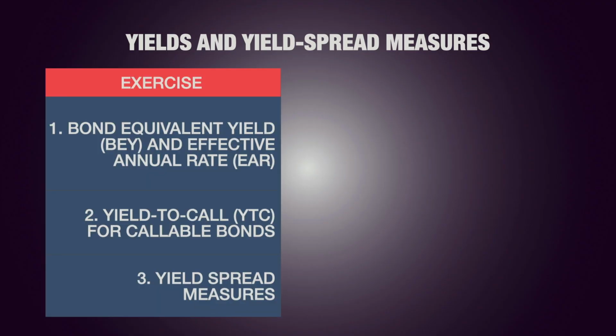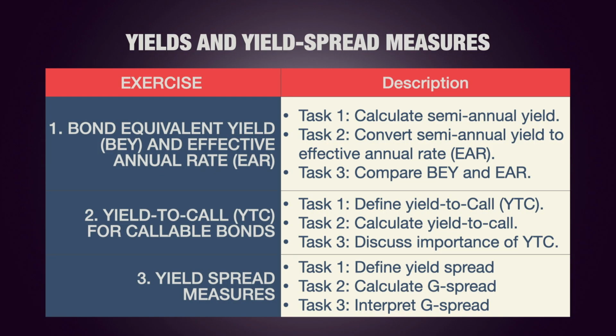For the first exercise, task 1 is, given a bond equivalent yield of 2.5%, calculate the semi-annual yield. Task 2, use the semi-annual yield to calculate the effective annual rate. Task 3, explain the main difference between the bond equivalent yield and the effective annual rate.